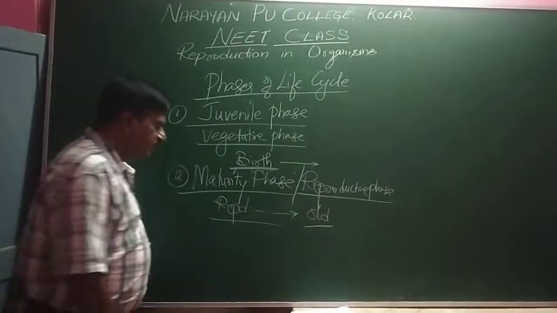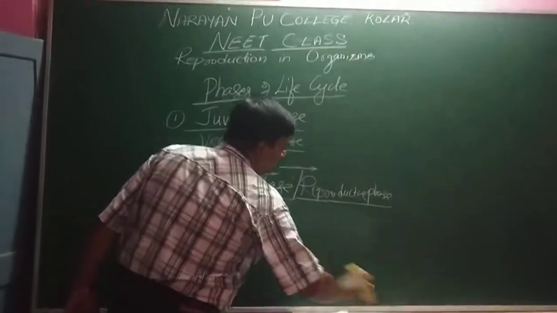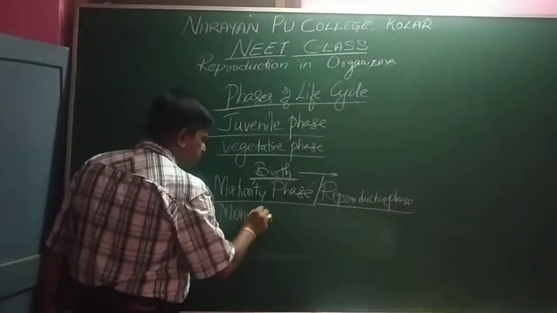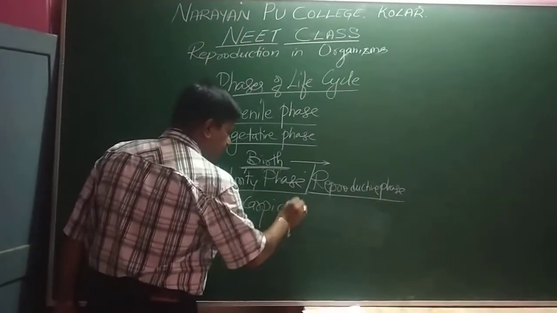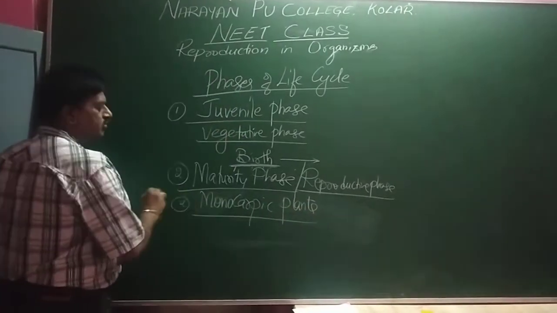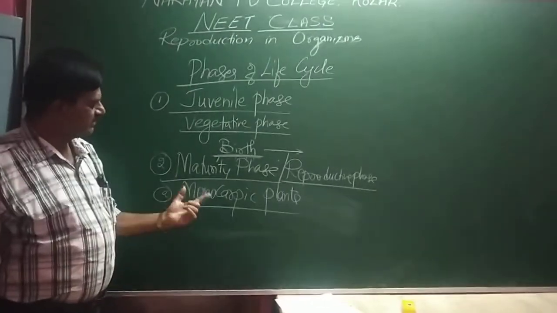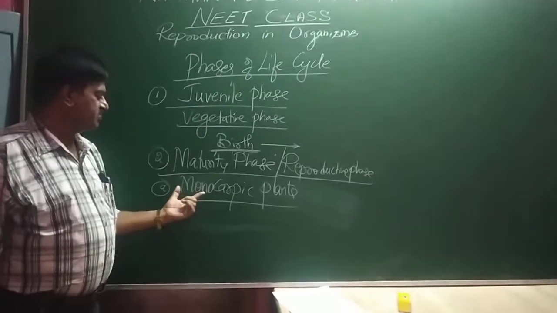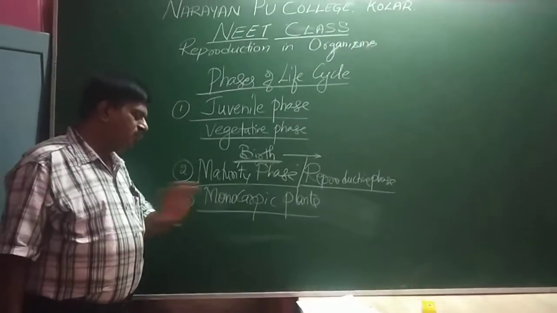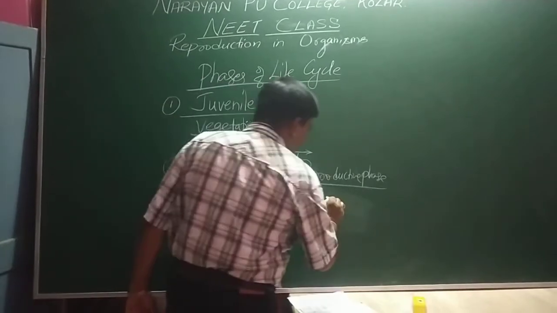Next, based on the flowering, plants are again classified into different types. One is called monocarpic plants. In plants, after the maturity phase arises, they are classified based on flowering. The first one is monocarpic. The meaning of monocarpic is that the plant flowers only once.